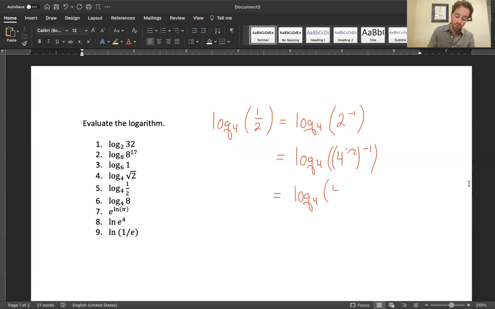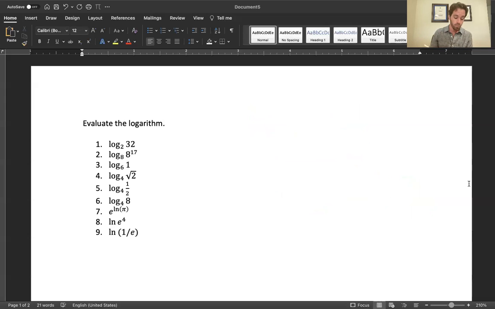That's log base 4 of 4 to the -1/2. And now I've got these numbers that match up, and I can use the inverse relationship between these to say that this equals -1/2. It's not a problem for a logarithm to be equal to a negative number. What you can't do is try to take a logarithm of a negative number. That's off limits. But a log being equal to a negative number is great. That's fine. Number 6, log base 4 of 8.